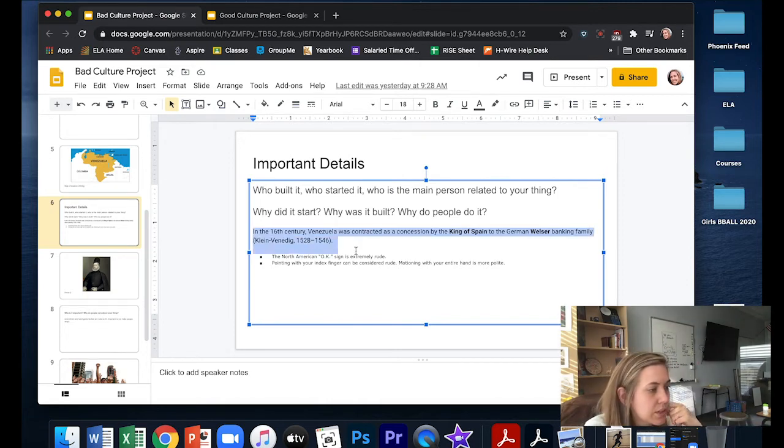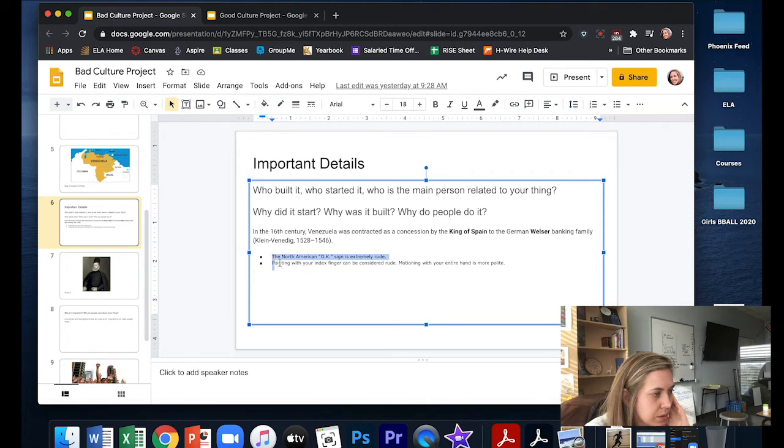So even if I was to keep this information, instead of it saying in the 16th century Venezuela was contracted as a concession by the King of Spain, I would rephrase that into something like, the King of Spain made a contract with the German Wessler banking family regarding the ownership of Venezuela in the 16th century. Right? It's all the same information, but it's restated into your own words.